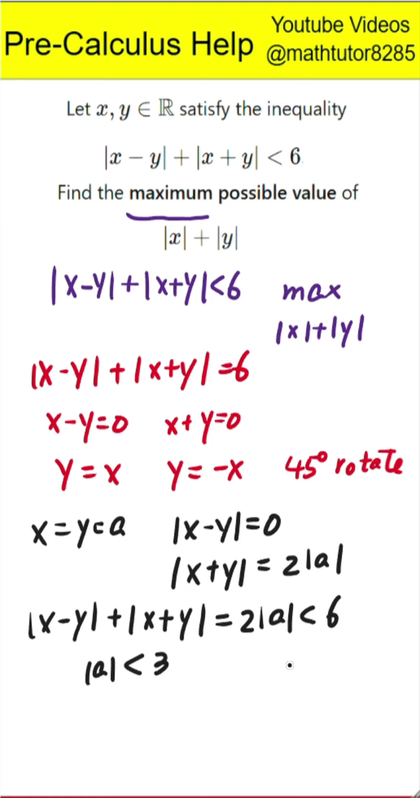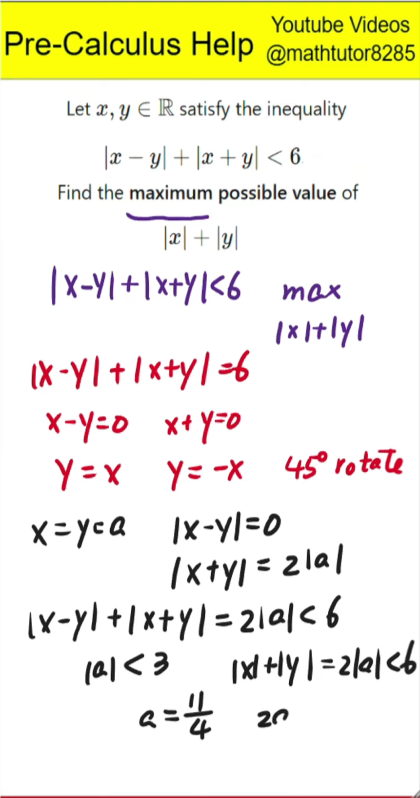The inequality then becomes 2 times the absolute value of a is less than 6, which means the absolute value of a must be less than 3. So the sum of the absolute value of x and the absolute value of y becomes 2 times the absolute value of a. And this quantity must be less than 6 as well. That tells us the sum we're trying to maximize can approach 6, but must stay just below it.